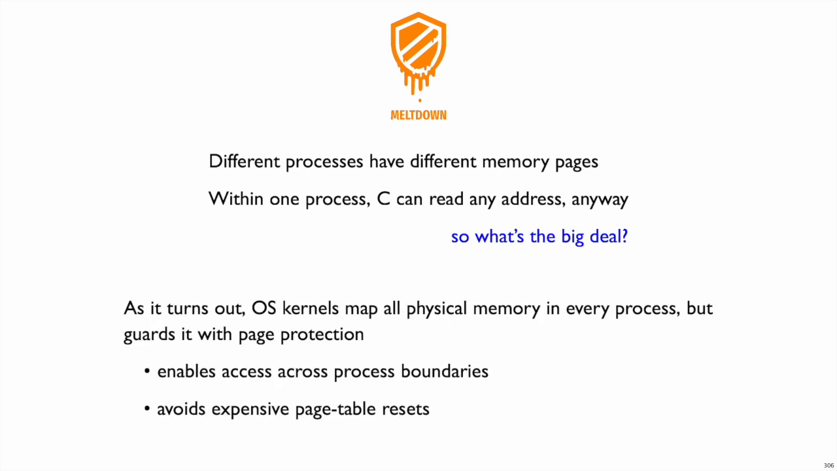The reason is that prior to 2019 or so, operating system kernels tended to map all physical memory to some virtual address in every process. And a process just couldn't get to the memory of a different process because of the protection bit, as opposed to the page table entry not being there at all. The reason the operating system did this is because it's expensive to reset the whole page table. Much more expensive to do that than just adjust the protection bits.